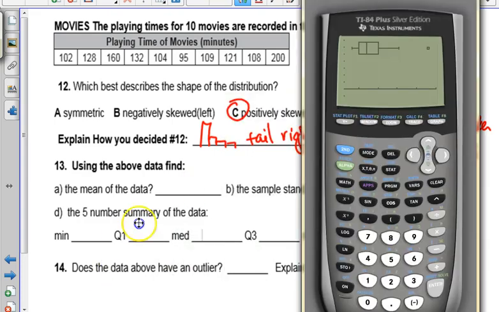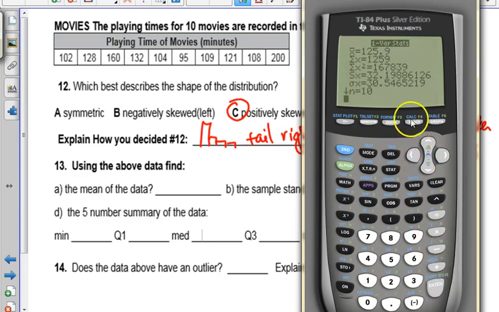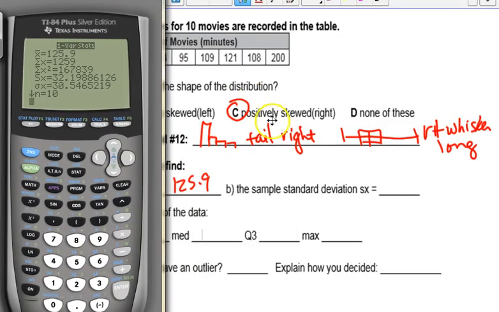All right, then it asks you to do a bunch of stuff down here. How do you find all that stuff? One variable stats, which is stat, arrow over to the right to calculate. One variable stats, make sure you don't have a frequency list in. Everything is in list 1. And then it asks for the mean, which is 125.9. It asked for the sample standard deviation, and I put right on there which one I wanted. And then you scroll down to find the rest of the 5-number summary stuff.